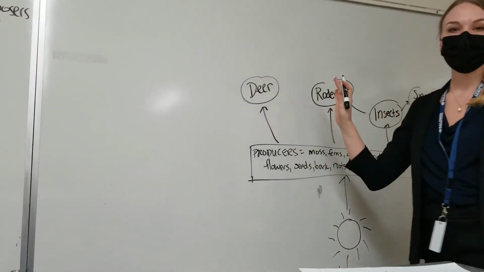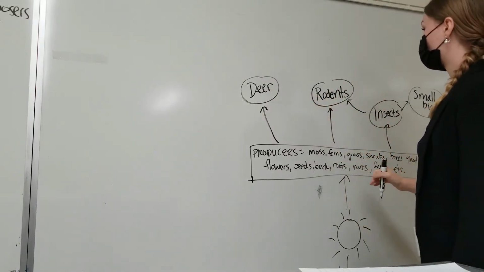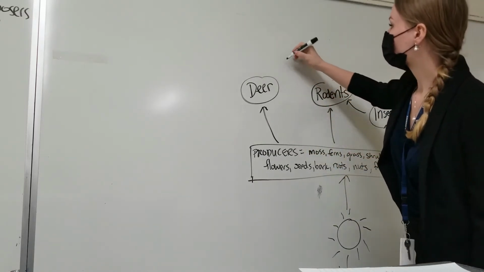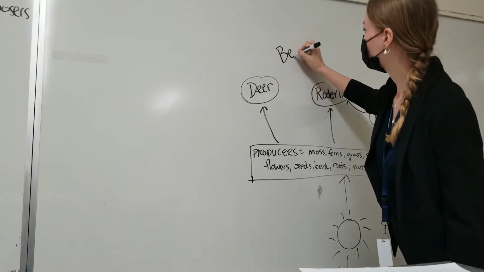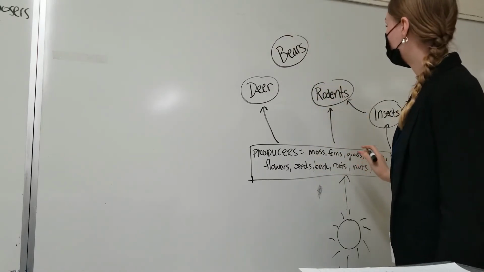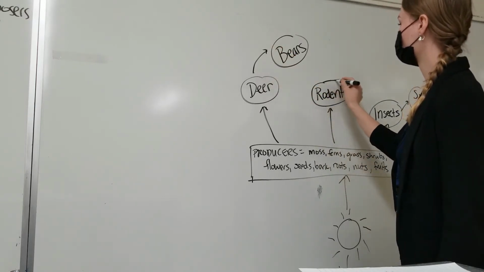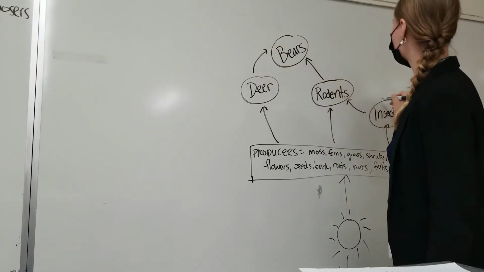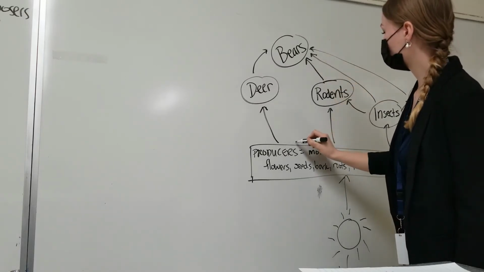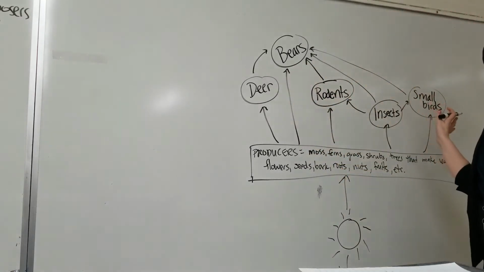I also mentioned bears. Bears are omnivores. So far we've got mostly herbivores and some omnivores. Bears eat both plants and animals. So I'm just going up in my food web. Bears will eat deer sometimes. Usually though, they'll just stick to easier to catch prey like rodents, insects, and birds. They'll eat plants like berries or roots. So bears will eat just about everything.